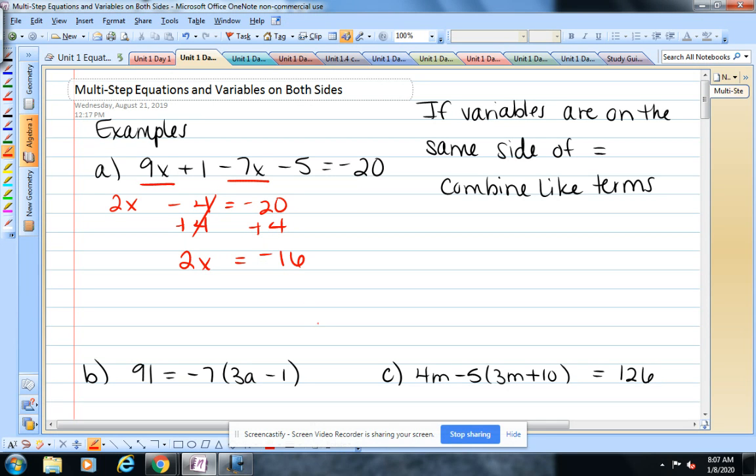And now what do I do to solve for x? Divide by 2. And x equals what? Negative 8. There's your answer. Okay? So all we had to do first was combine our like terms. And then we solved it just like we did yesterday. After we combined our like terms, we were back to a two-step. So that would probably have been a three-step equation if we were counting, right?